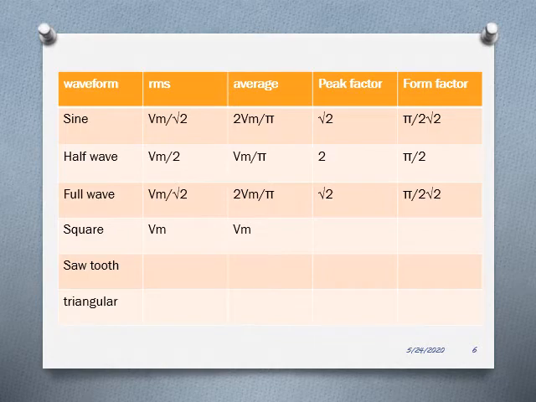Now I have calculated the RMS, average, peak factor, and form factor for all these waveforms and tabulated it. You may see for the sine wave, the peak factor is root 2 and the form factor is pi by 2 root 2, which is the same as the full wave rectified output. For half wave it is 2 and pi by 2. Similarly for the other waves, square, sawtooth, triangular, you may find out and complete the table.